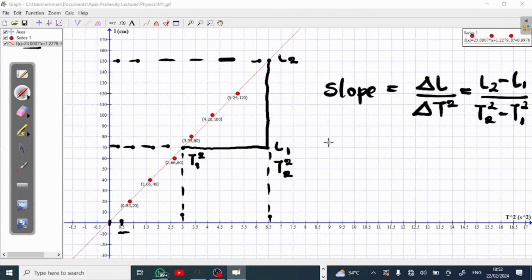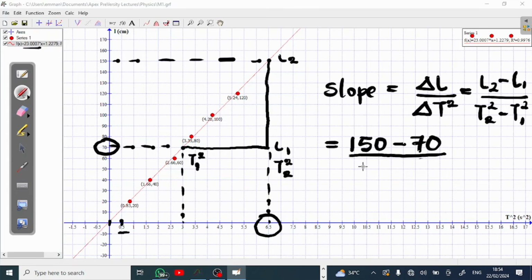All right, imputing values, L2, if I trace it this way, I can see that the value is about 150. So it becomes 150 minus, if I trace L1 this way to your left, that value here is about 70. So minus 70, all over, trace T2 downwards here, this is about 6.5. So 6.5 minus, trace t squared 1 down, that's about 3.